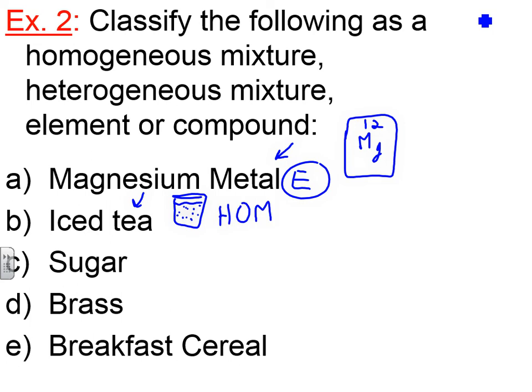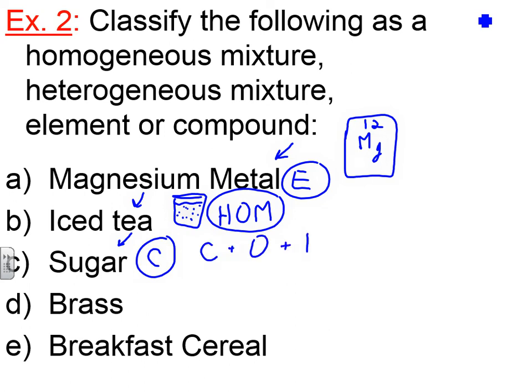Sugar is just one substance, but it's a chemical compound. So sugar is a compound. Sugar, by the way, is made of three elements: carbon, oxygen, and hydrogen. It's called a hydrocarbon. So sugar is a compound.